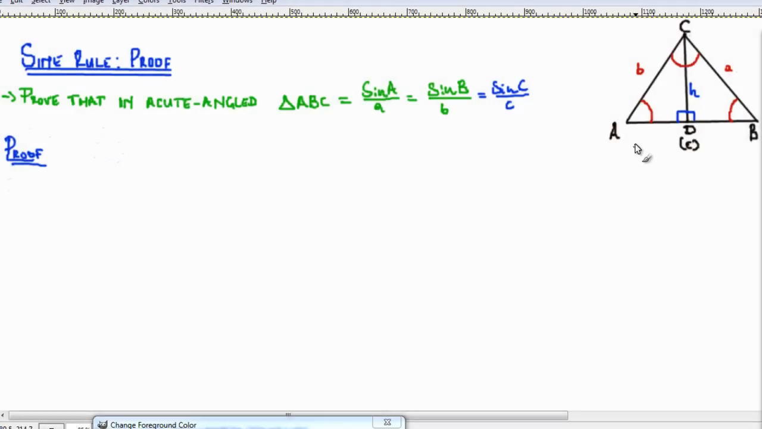Proof of the sine rule. We want to show that sine of A over small a, remember, this is sine of angle A over this length, which is small a, is equal to sine of this angle over this side, which is small b. So we construct this triangle ABC, and I have already done that.